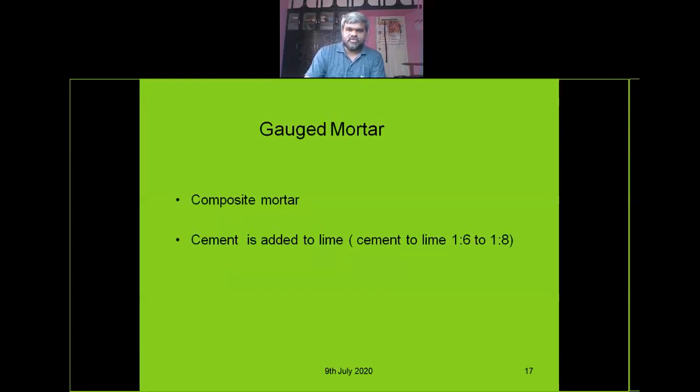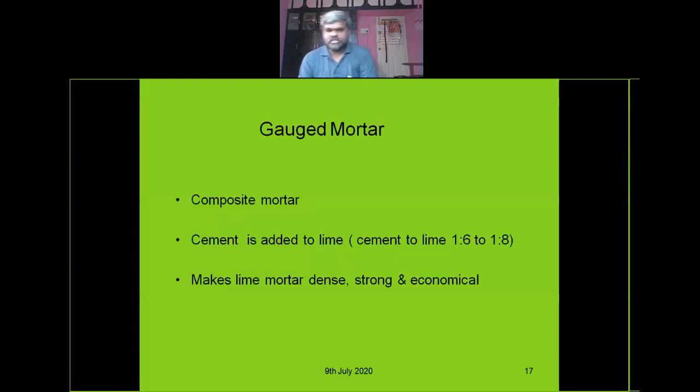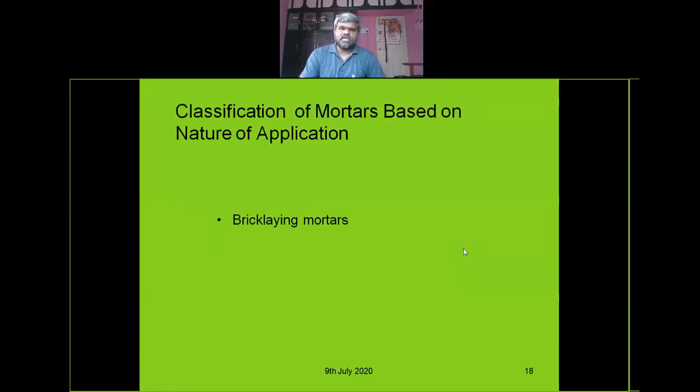And what is a gauged mortar? It means a composite mortar. Cement is added to lime, meaning cement and lime both, and it makes the lime mortar dense. Lime mortar becomes very dense, strong and economical. Here cement to lime is 1 is to 6 or 1 is to 8, where 1 is cement and 6 is lime. Right.